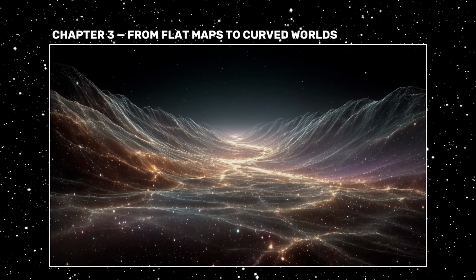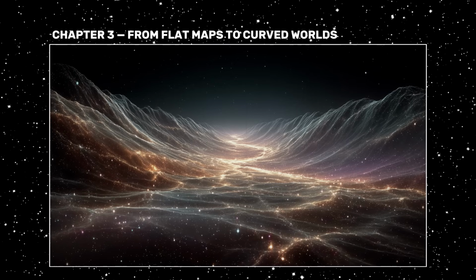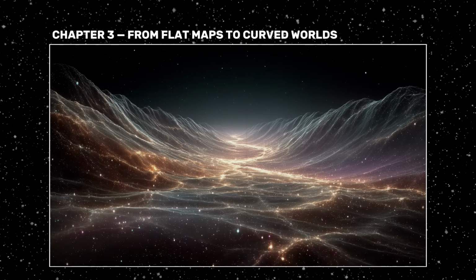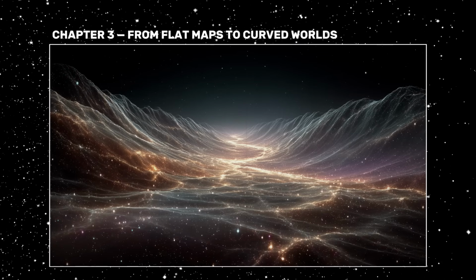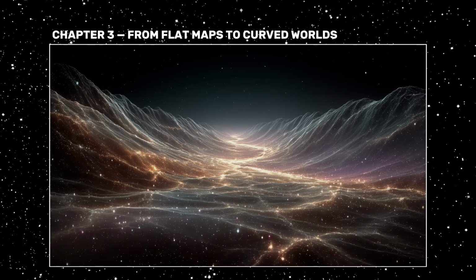Riemann realized that the geometry of space could be described by a mathematical object that told you how to measure distances and angles at every point. That object, though Riemann did not yet use the term, was a tensor, specifically the metric tensor.